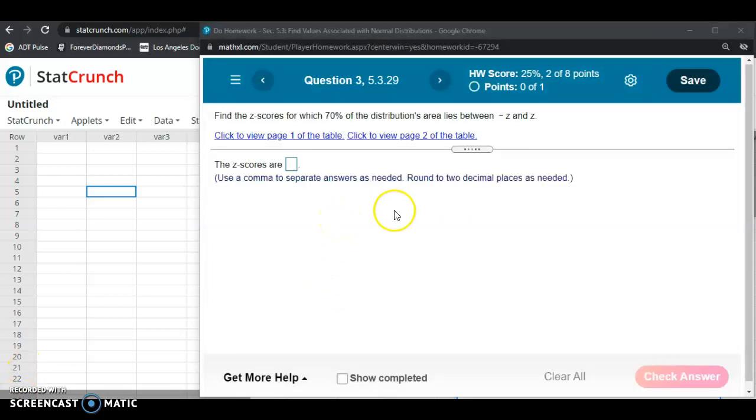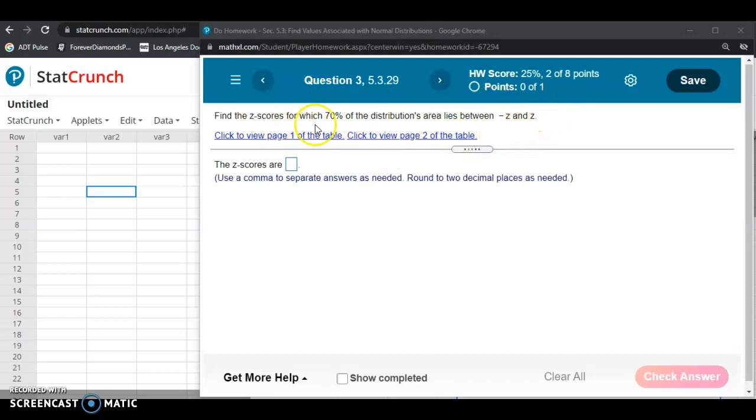The next problem we're going to look at is question 3 in the homework. It says to find the z-scores for which 70% of the distribution's area lies between negative z and z. For some of these problems, you're not going to have a diagram to go by, but thankfully you can easily draw your own diagram to help visualize what you're asked to find and what you're given. You can ignore the links here that say to click on page 1 or page 2 of the table. We're not going to be using the table. We're going to be using the normal distribution calculator.